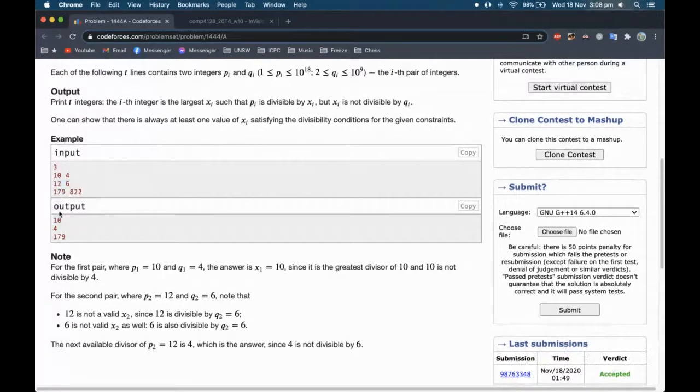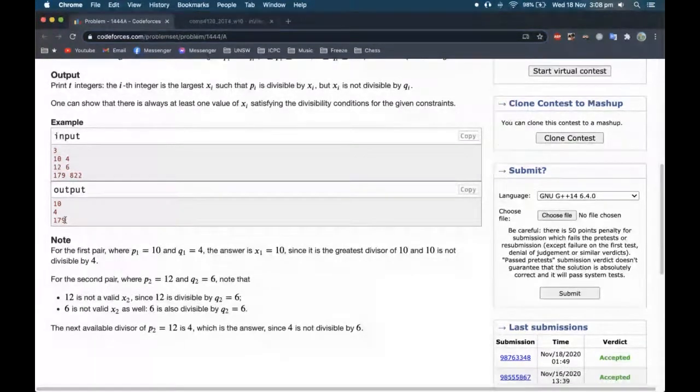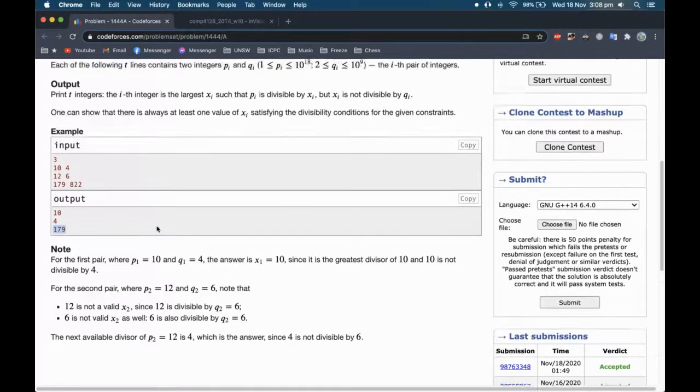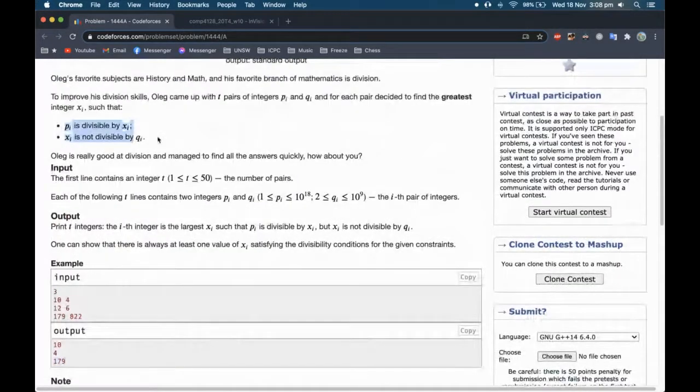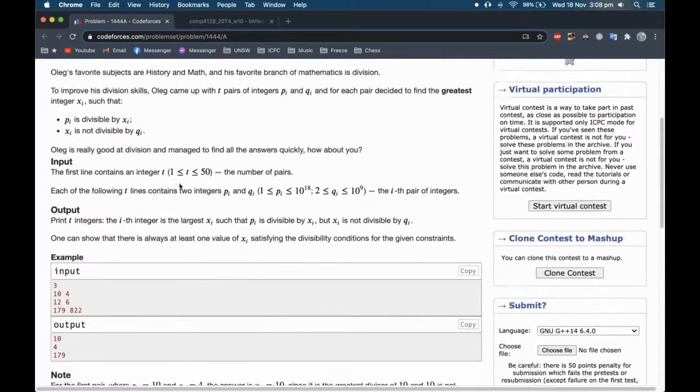For 12, we can see that 12 is divisible by 4, but 4 is not divisible by 6. And finally, 179. 179 is divisible by 179, but 179 is not divisible by 822, obviously because 822 is larger than 179. And in each of these cases, this number is going to be the largest number such that these two conditions are met: pi is divisible by x, and x is not divisible by q.